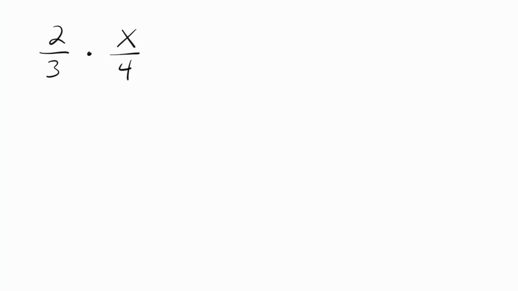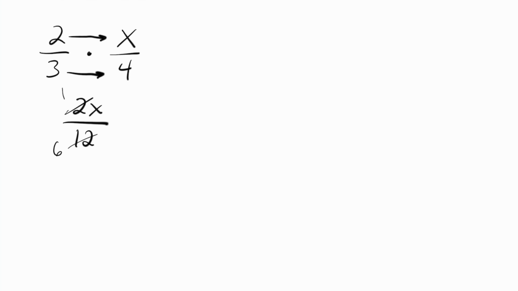So how do we do that with a basic multiplication problem? Very simply, we just multiply straight across, right? So what is 2 times x? It's 2x. And if we put that over what 3 times 4 is, which is 12, we're really getting there. Next we need to reduce. What's the biggest number that goes into both 2 and 12? That's going to be 2. 2 goes into 2 once, and 2 goes into 12 6 times.